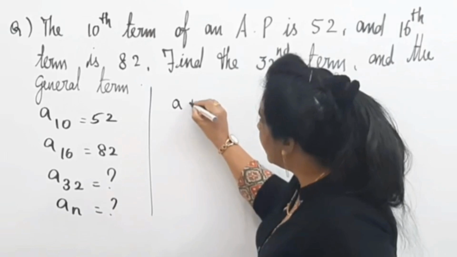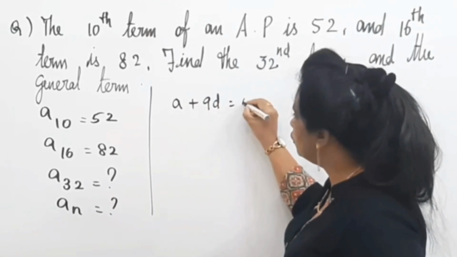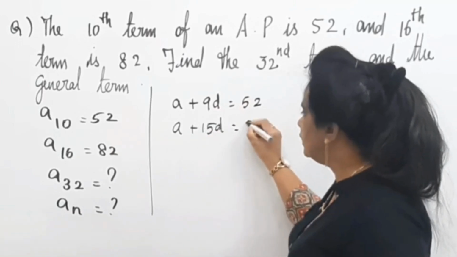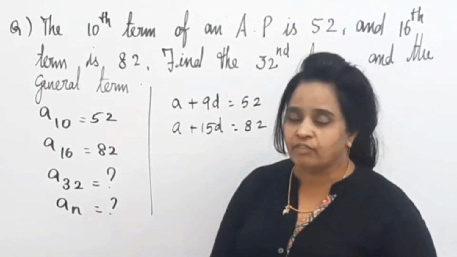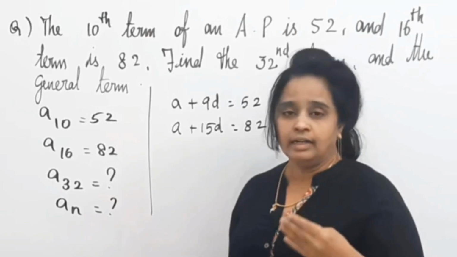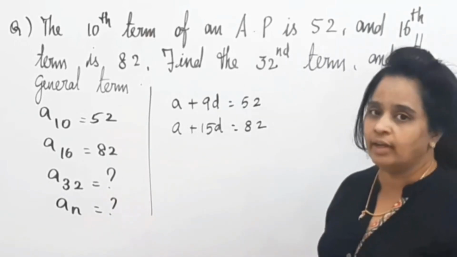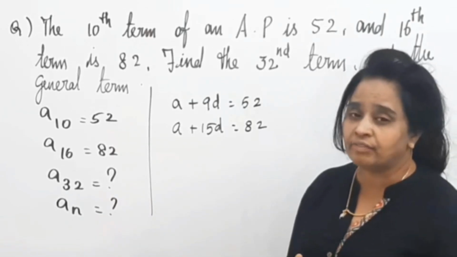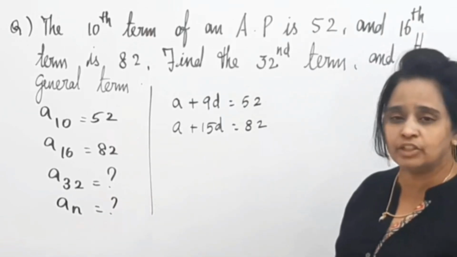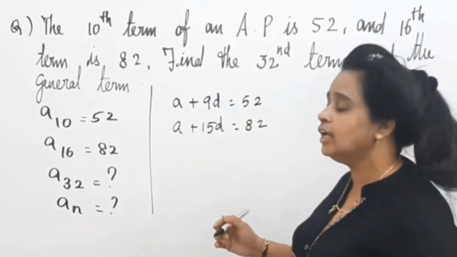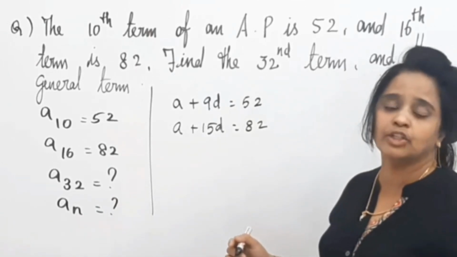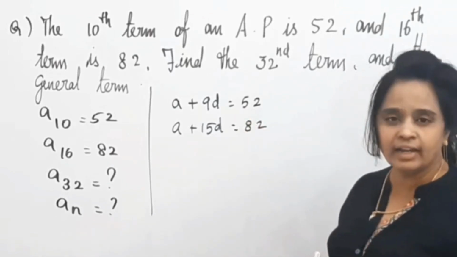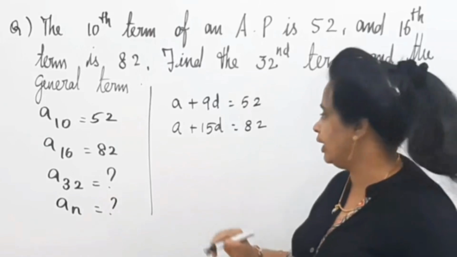How can it be written? a plus 9d is equal to 52 and a plus 15d is equal to 82. Now, we've studied pair of linear equations. When we are given linear equations, we know to solve them by the elimination or the substitution method. If you still have any doubt, please watch the video on pair of linear equations that is already posted on my YouTube channel. So you will get a clear idea how to cancel a variable to get the other variable's value.